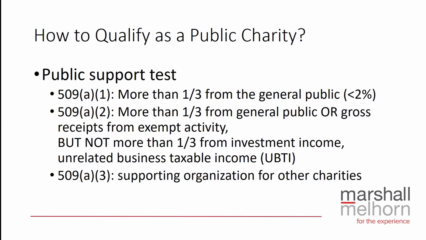But for the A2 test, you cannot have more than a third of your support from investment income or unrelated business taxable income. We'll talk about UBTI in a moment, but if you've got a huge endowment and you're getting half of your revenue from that endowment, then you can't meet the 509A2 test. You would have to make one of the other tests work. 509A3 is a supporting organization. It's an organization that's basically dedicated to another charity. So it counts as a public charity if it's dedicated to another public charity.